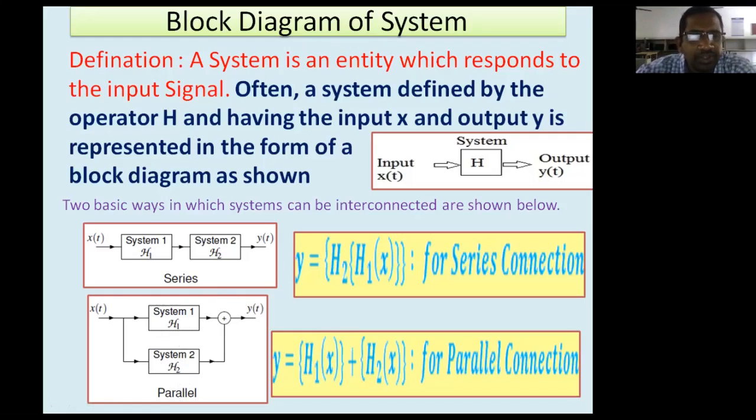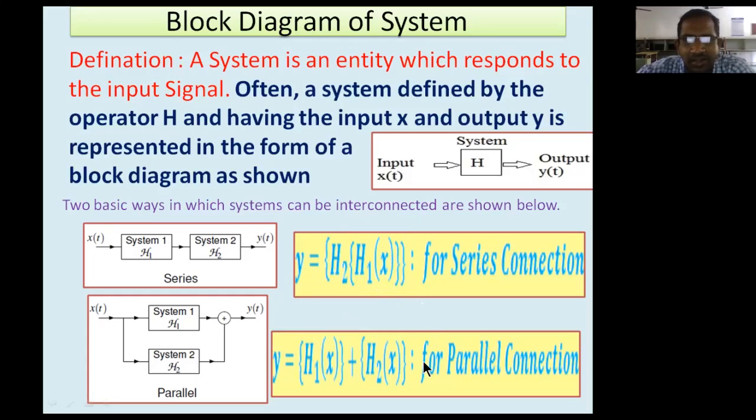So if it is the case of a series system, how do we write the output response? We can write y is equal to, so the output we take at the output of H2. So H2 of, what is the input to H2? It's going to be H1. So H1 of, what is the input to H1? It's going to be x of t. I've written it intentionally so that it is applicable to both continuous as well as discrete time systems. So for a series connection, we can write the expression for the system response as y is equal to H2 of H1 of x.